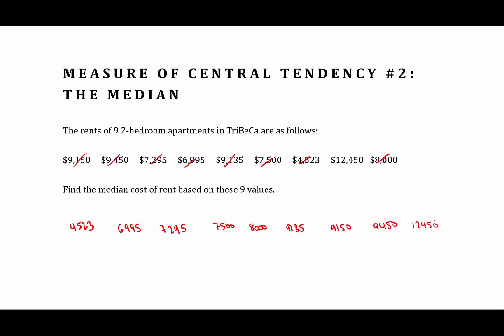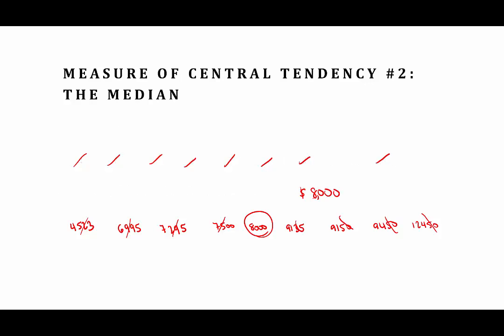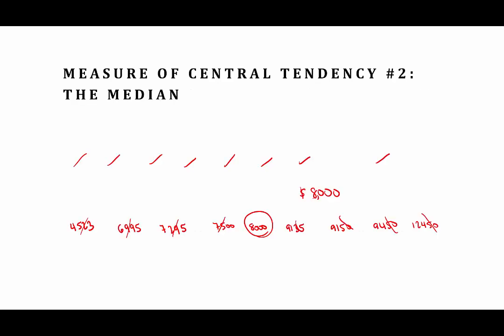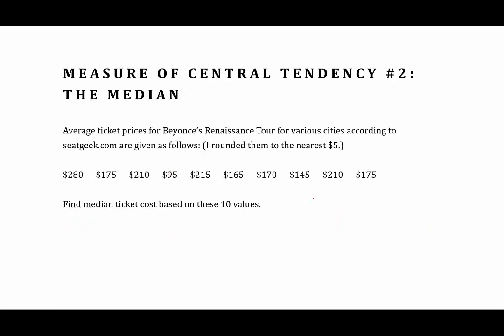And based on this, we're going to cross out the extremes, the second set of extremes, the third set, the fourth set, and here we are. It looks like based on this, the median cost of an apartment in Tribeca to rent is $8,000. Oh my gosh, $8,000. How did that compare to the mean? The mean was $8,278, so pretty close together all in all.